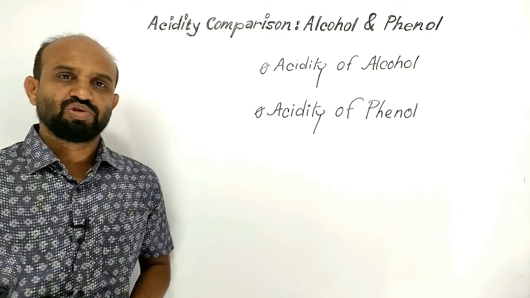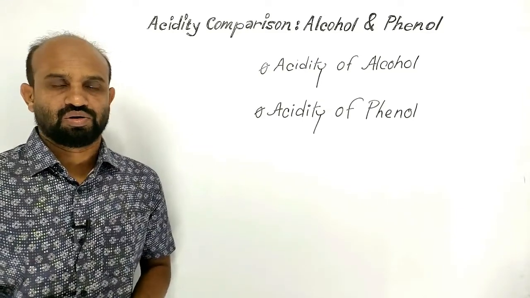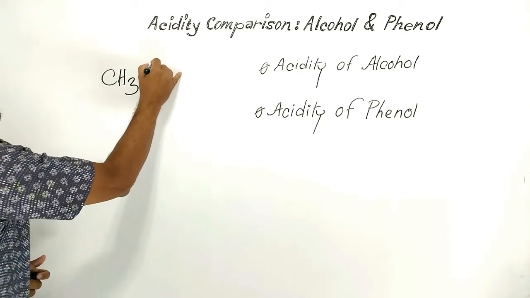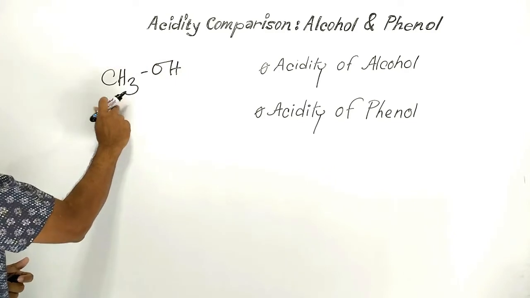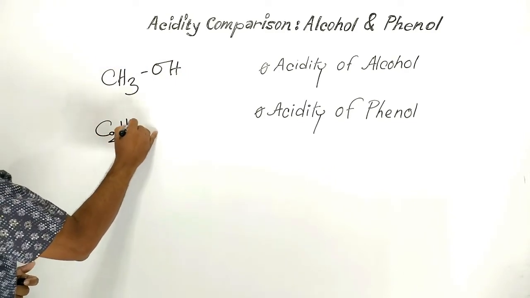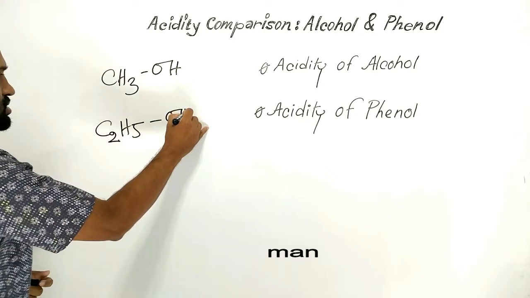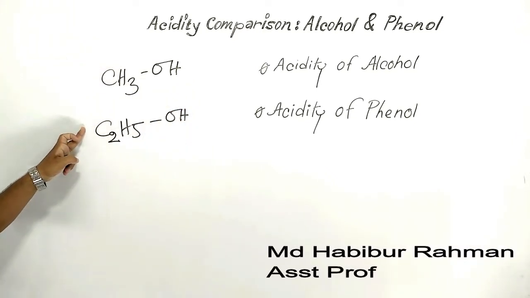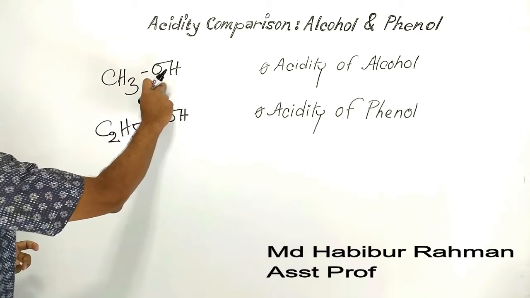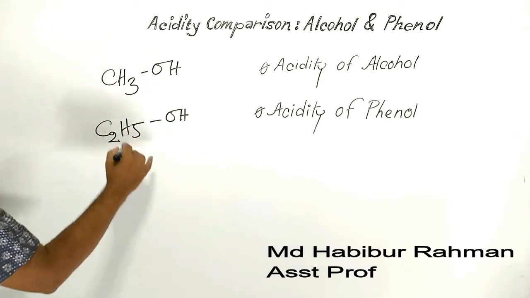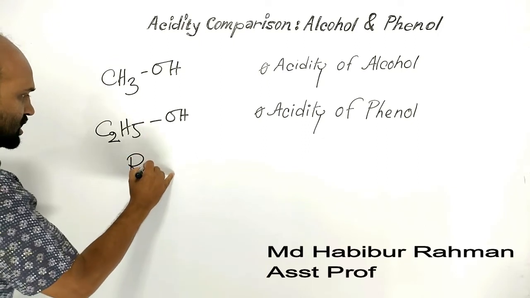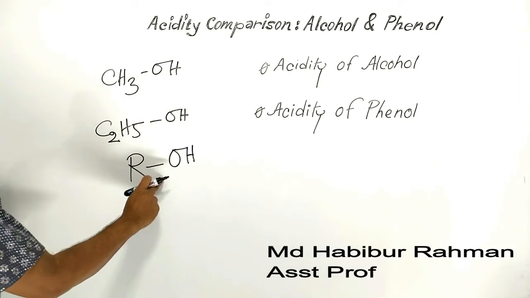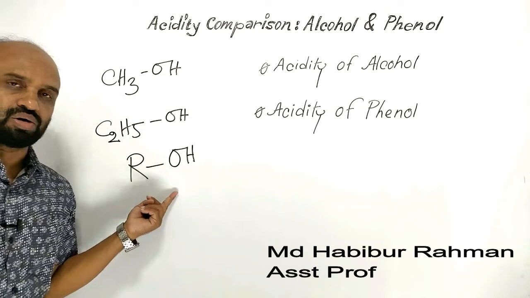Let's see the formula of methanol and ethanol. This is methanol. This is ethanol. These are alcohols, a hydroxyl group with an alkyl group. Generally, alcohol is indicated by this formula. This is the general formula of alcohols.